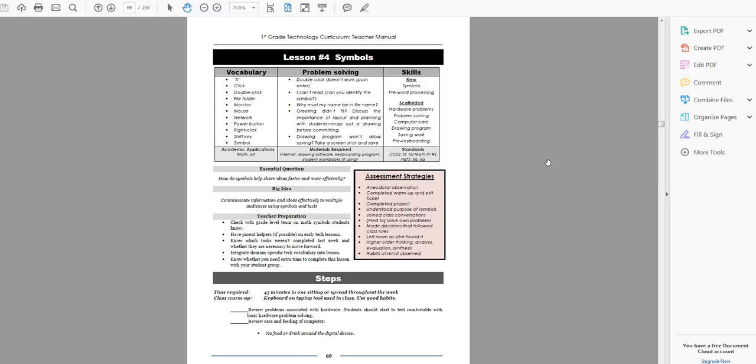Symbols. They probably talk about symbols in math class, in other parts of their classes. It's certainly a topic discussed often in Common Core and in ISTE standards. So here we're going to discuss it as they are using symbols to understand technology and make it easier to decipher.